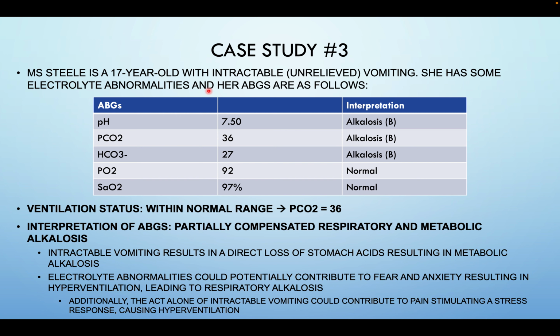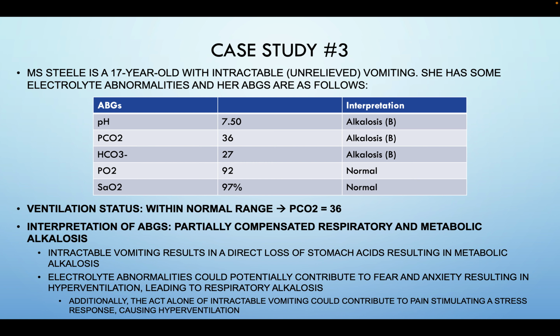Step 3 is seeing if there's a compensation present, which there is, and step 4 is seeing what kind of compensation. Because all 3 are abnormal values, and the pH falls outside of the normal range, it seems that Ms. Steele is experiencing partially compensated respiratory and metabolic alkalosis. Further assessing ventilation status, although PCO2 is within the normal range, the rate and depth of breathing is slightly elevated, which is decreasing the PCO2 in the system slightly as well. Assessing oxygenation, because the PO2 and SaO2 values both fall within their normal range, she is normal and not hypoxemic right now.